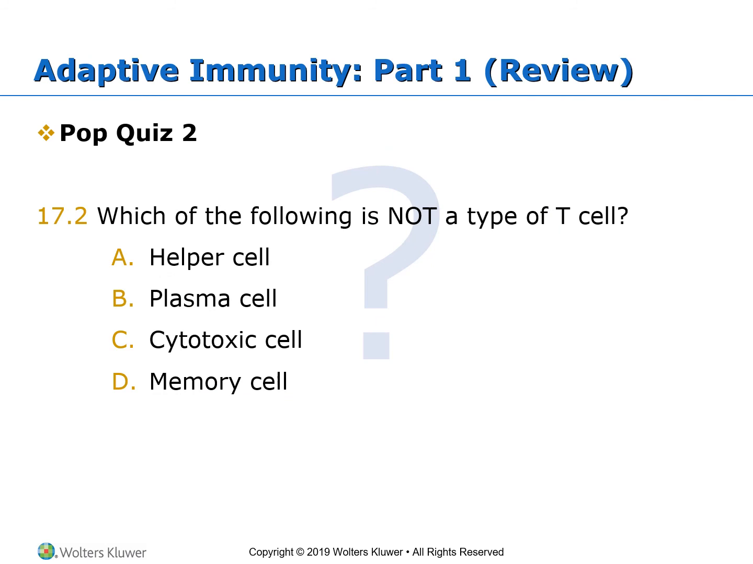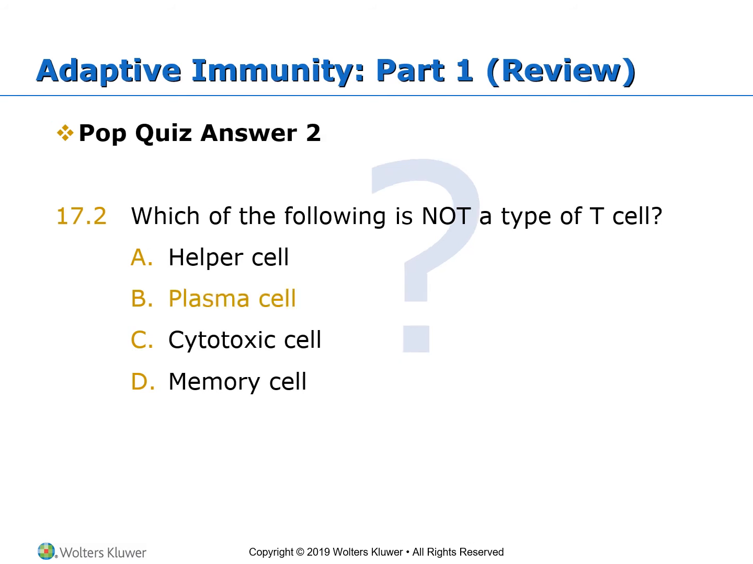Which of the following is not a type of T cells? A, helper cells, B, plasma cells, C, cytotoxic cells, or D, memory cells? Plasma cells are not a type of T cells. Helper cells, cytotoxic cells, and memory cells are all types of T cells.